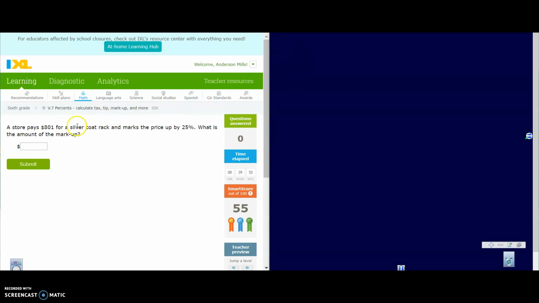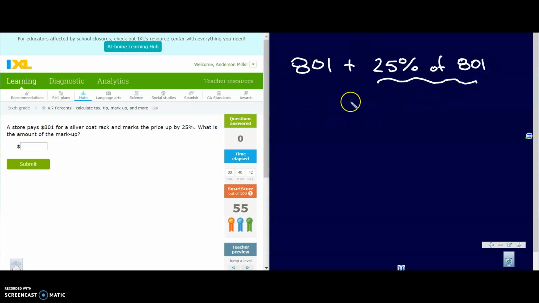So here, a store pays $801 for a silver coat rack and marks the price up by 25%. So the new price would be 801 plus 25% of 801. But in this problem, all we need to do is find 25% of 801 because this is the markup amount.